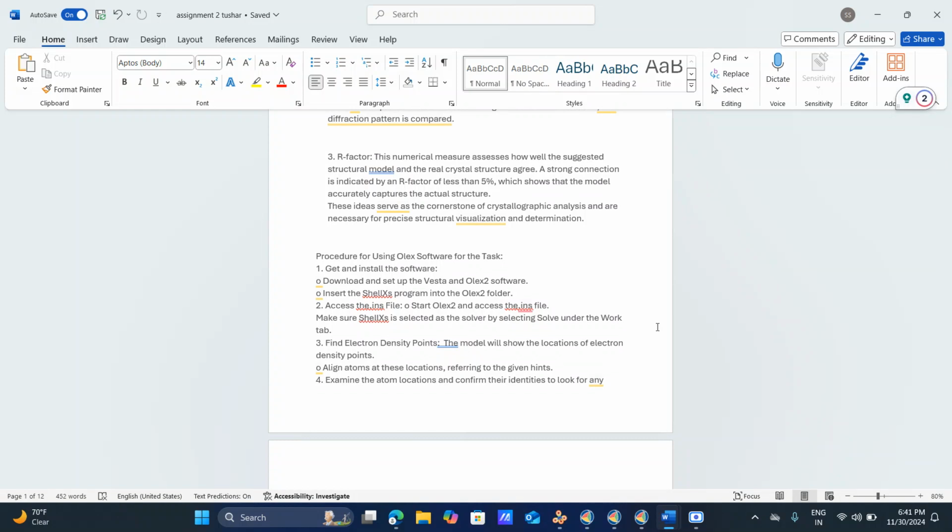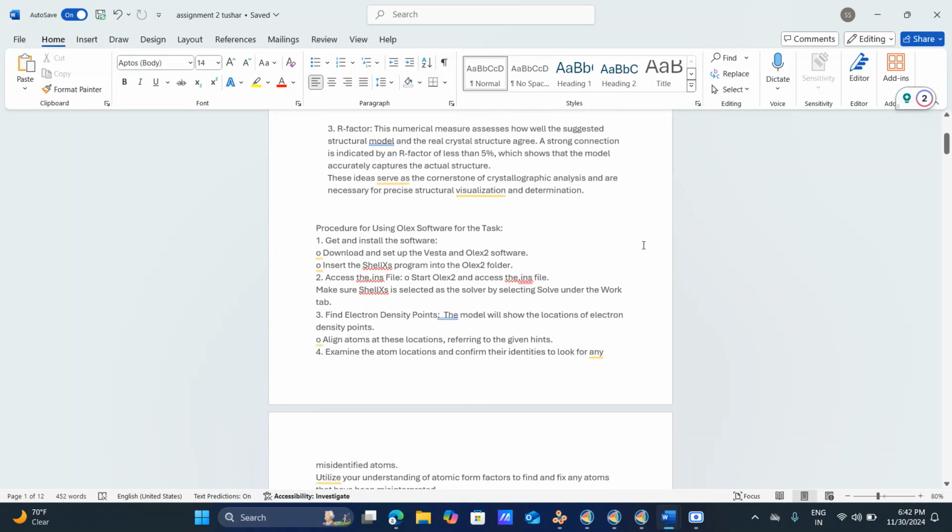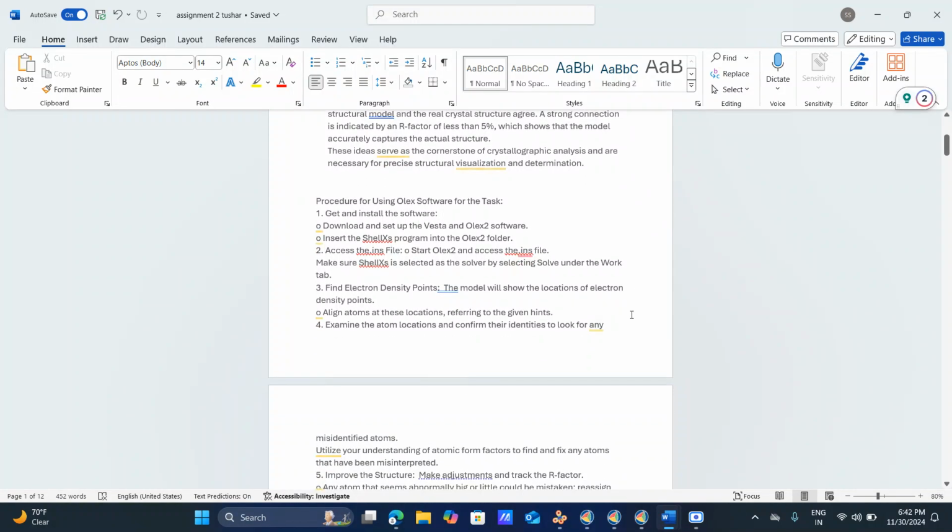Once we install, we have to do some following processes, like inserting the select program in the OLX folder so that it can be run by the select team. Then there are two files. We have to access the INS file. It's basically an information file. It is coded with the information of the intensity pattern that we can use.